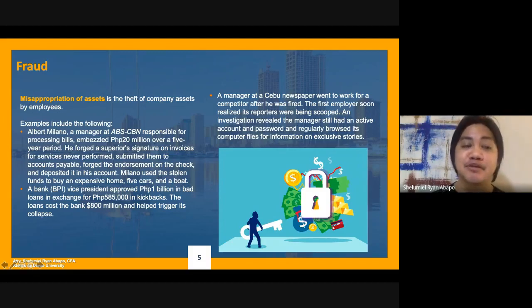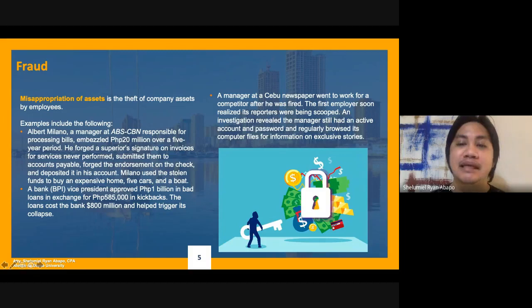So nag-collapse pa yung bank because of that particular misappropriation. If you notice, ang misappropriation niya is the 585,000 pesos, which resulted now to the granting of a 1 billion peso loan. Na-expose pa tuloy yung bank na yan for a bad loan.